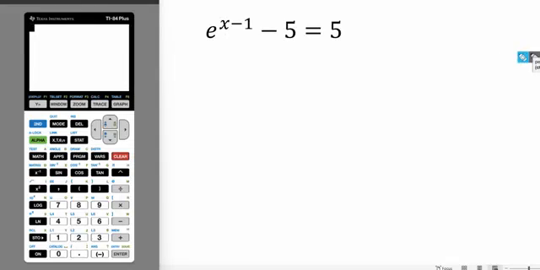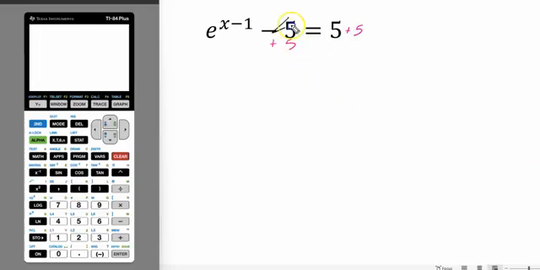I have an exponential equation here and I would like to solve it. One of the tools that's available to me is to take logarithms of both sides, but before I can do that, I need to have the exponential term isolated. I need to have it by itself. So I'm going to fix that, and the way I'm going to fix that is to add 5 to both sides.